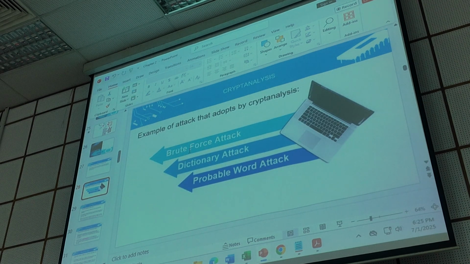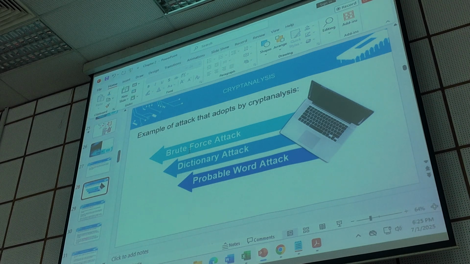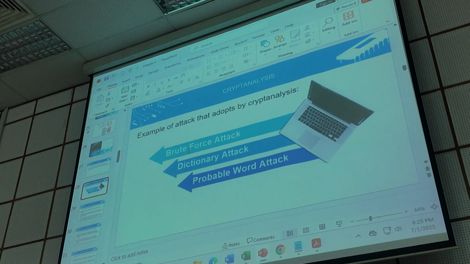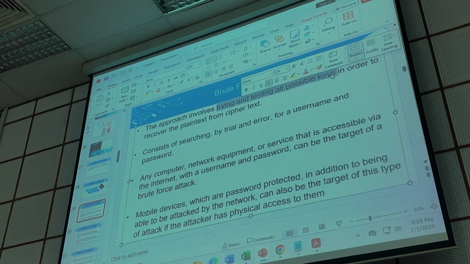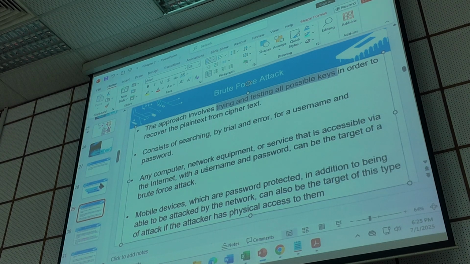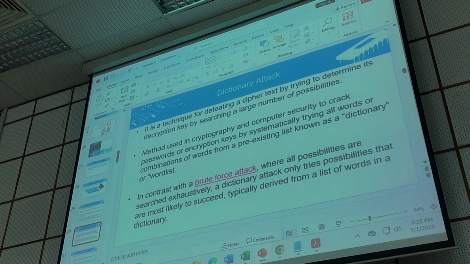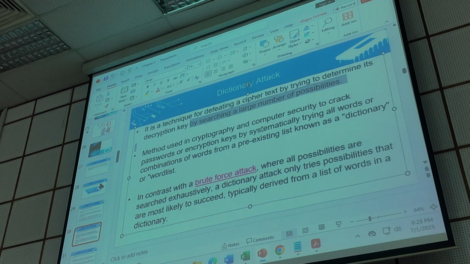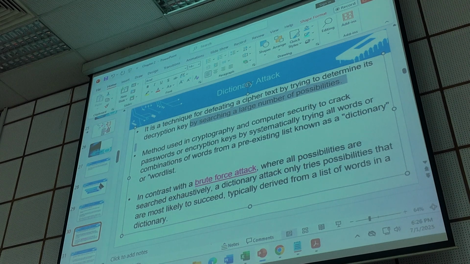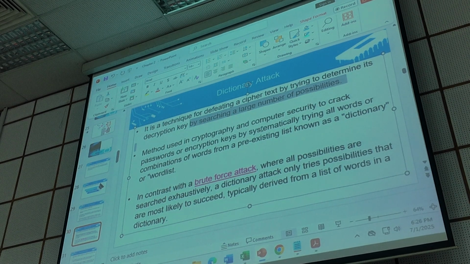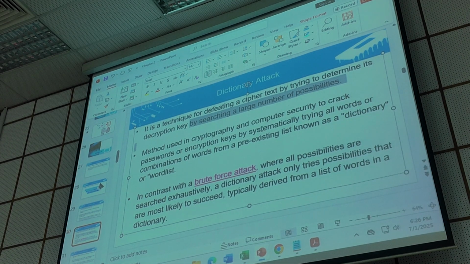Brute force attack means that I try out all the possible passwords. For example, I try out 1 to 1000, all the possibilities. I try out all. This is known as the brute force attack: trying and testing all the possible keys. Another one is the dictionary attack. Dictionary attack means that you search a large number of possibilities, the most common passwords used by users. You compile them all, then you try out the possible passwords. So the difference between brute force and dictionary is that in brute force you try out all possible passwords, while in dictionary you find the most common passwords and only try those. You do not try them all.